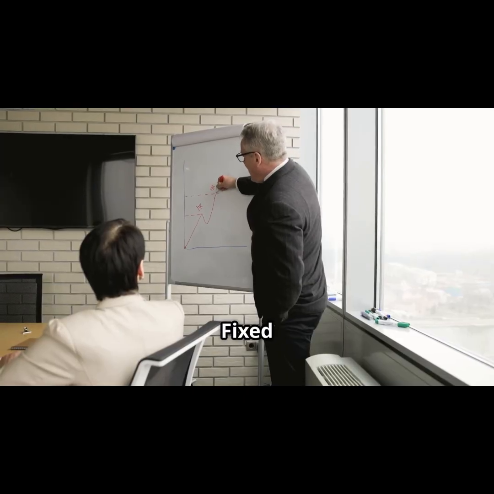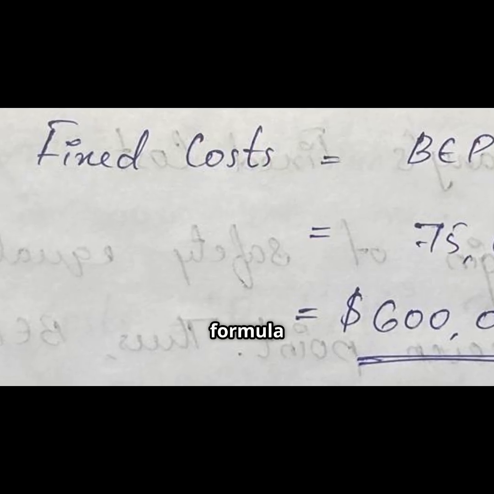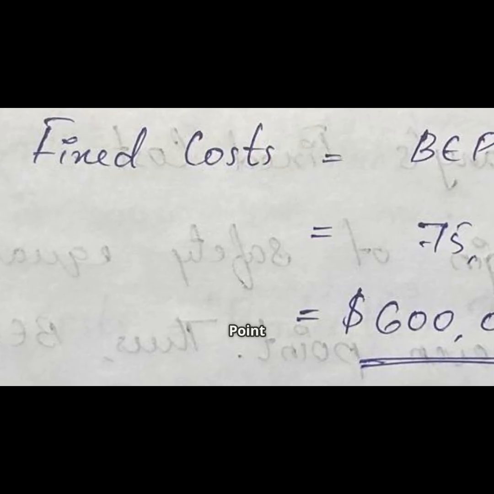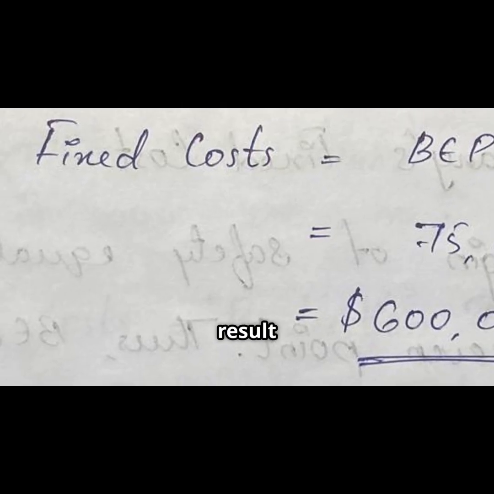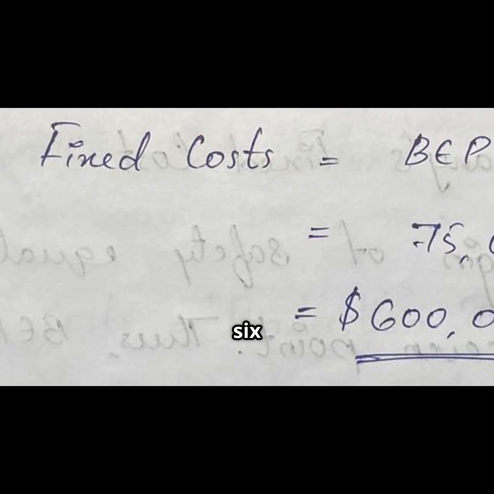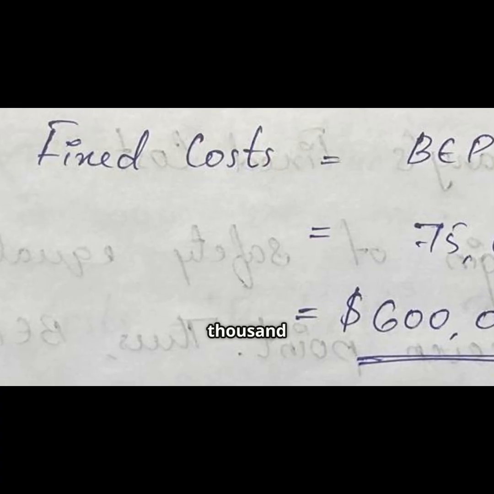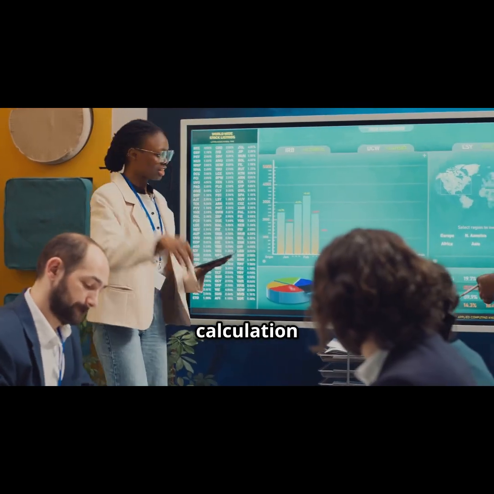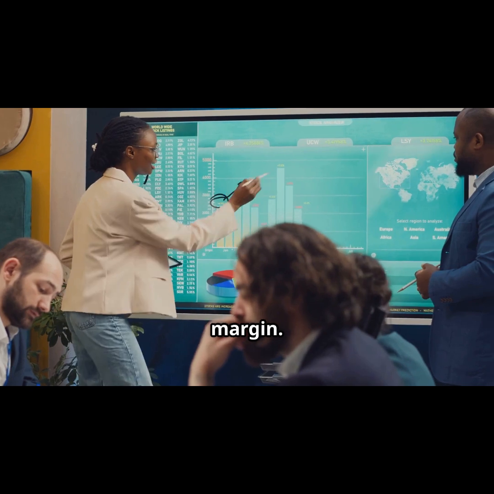Step 3. Finding fixed costs. Now, we calculate the fixed costs using the formula fixed costs equals break-even point in units multiplied by UCM, which is 75,000 times 8. The result is fixed costs equals $600,000. And there you have it. The annual fixed costs for the company are $600,000. This calculation highlights the importance of understanding your break-even point and unit contribution margin.